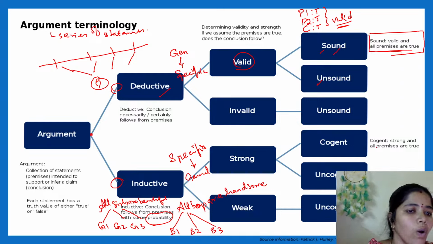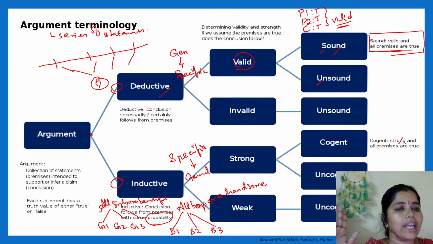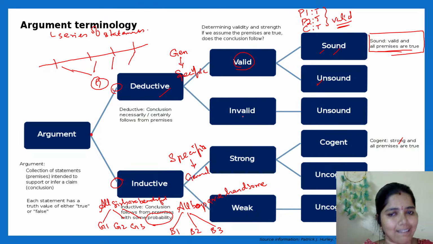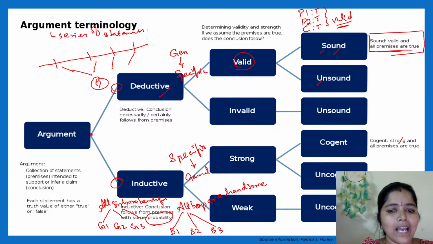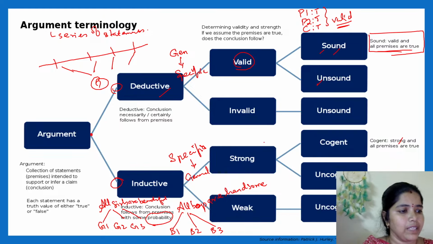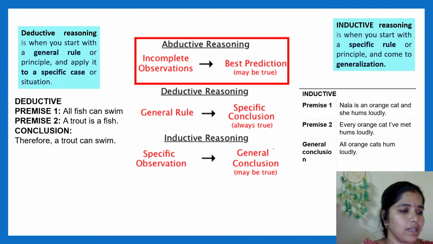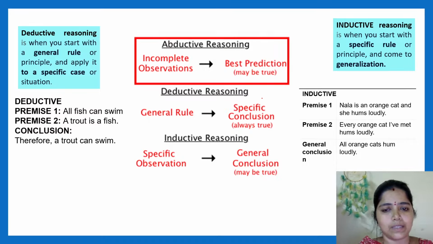Similarly, for strong, when all the premises are true and the conclusion is true, we say it is a strong inductive argument. I hope it is clear with respect to an argument. Deductive will be valid or invalid. Inductive will be strong or weak. Clear? So now I'll move to the next concept with some examples.